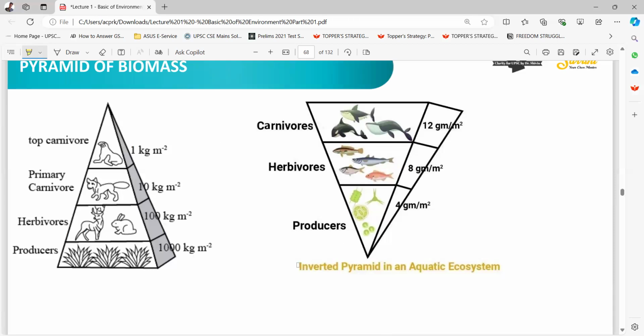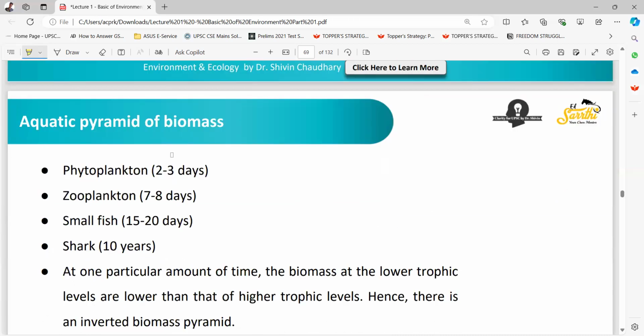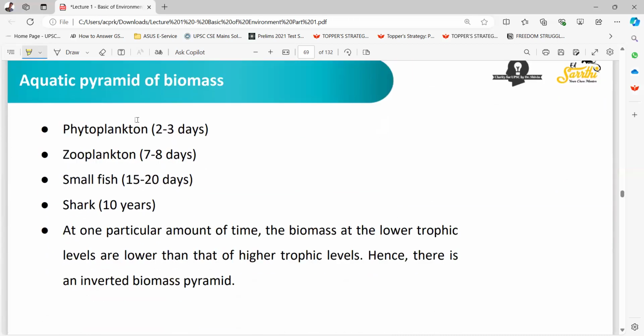Inverted pyramid in an aquatic ecosystem. So the pyramid of biomass in a terrestrial ecosystem is upright, and in an aquatic ecosystem it is seen as an inverted pyramid. Producers 4 gram, then herbivores 8 gram, carnivores 12 gram. Aquatic pyramid of biomass: phytoplankton 2 to 3 days, zooplankton 7 to 8 days, small fish 15 to 20 days, shark 10 years.